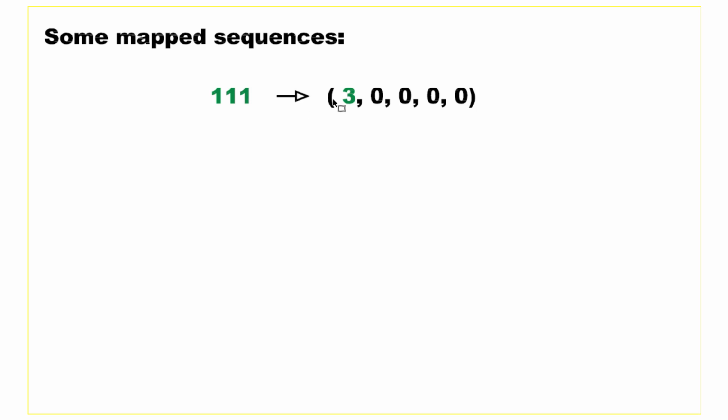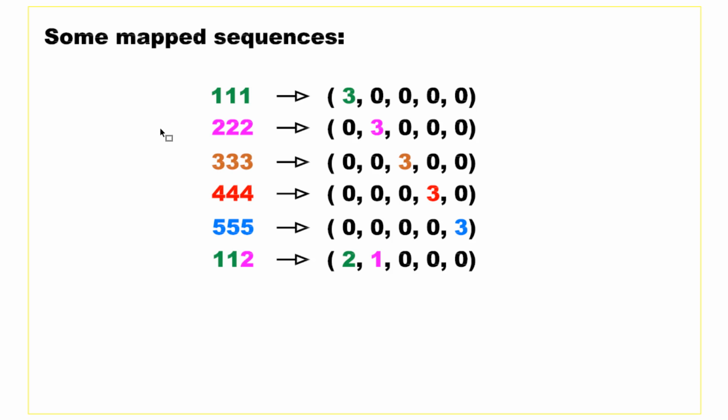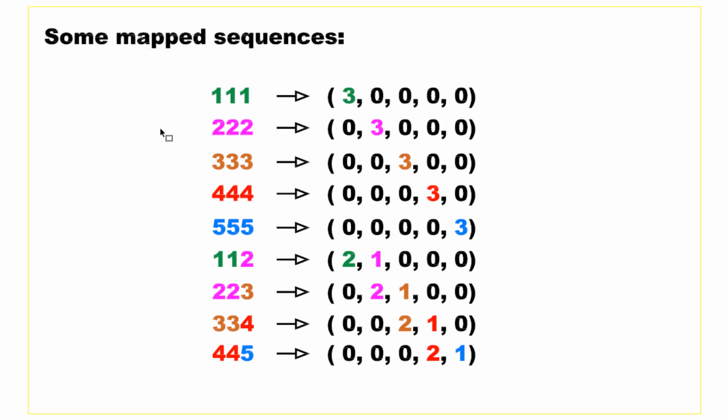So let's have a look at some mapped sequences, such as the sequence 1, 1, 1. It is mapped into this vector. 1 occurs 3 times, so we have the number 3 here, and 2, 3, 4 and 5 do not occur, so all the other components here are 0. And let's have a look at other mapped sequences just to see the beauty of this transform.